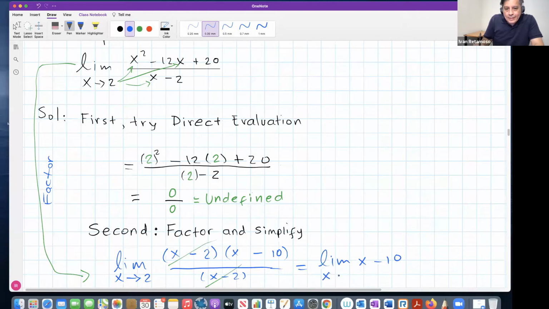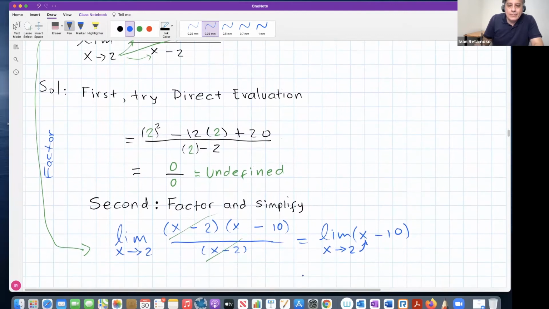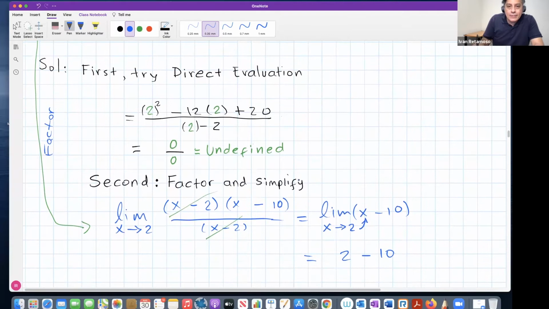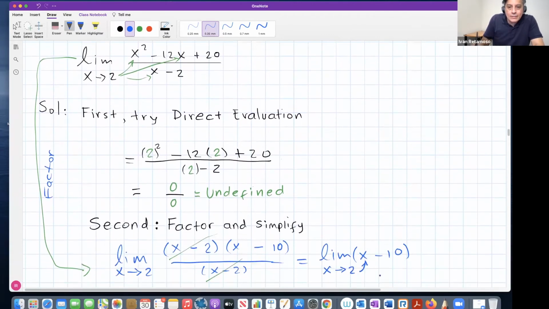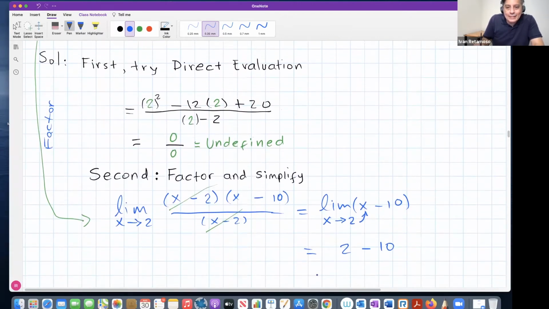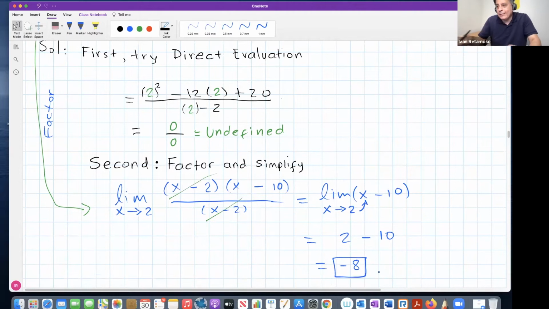Now, this function is better behaved. Why do you say that, Professor, that this function is better behaved than this? Well, because this one will allow you to do the direct substitution now. You will see that now you will no longer get in trouble, like here, 0 over 0. It's no longer that. It's 2 minus 10, which is minus 8. And this should be the value of your limit: minus 8.